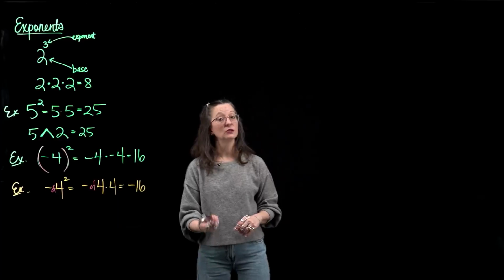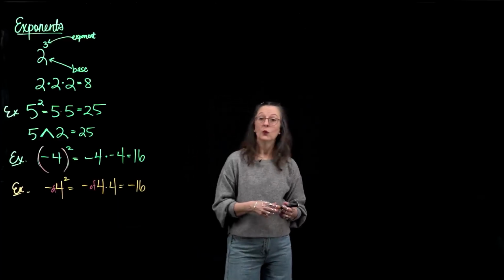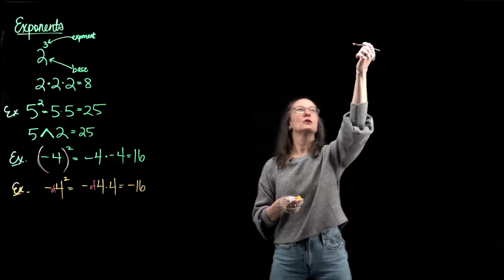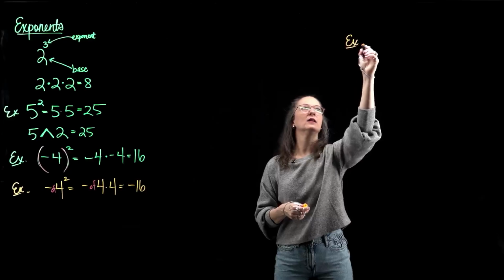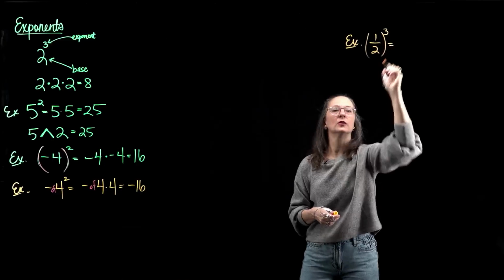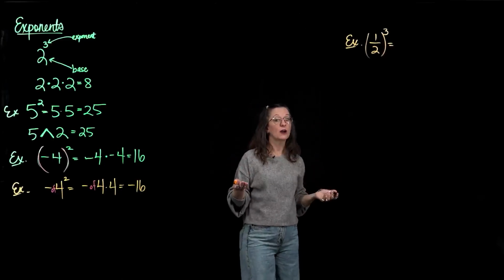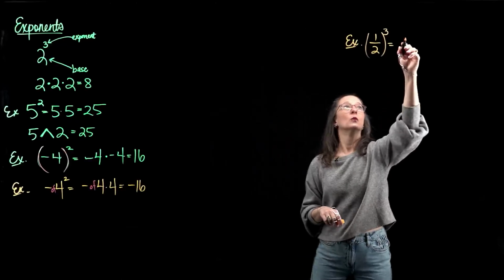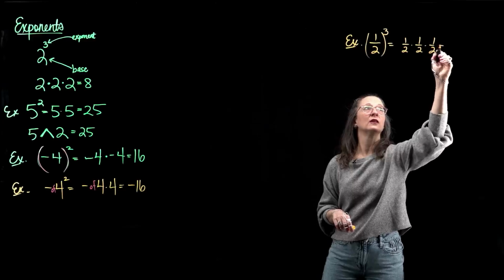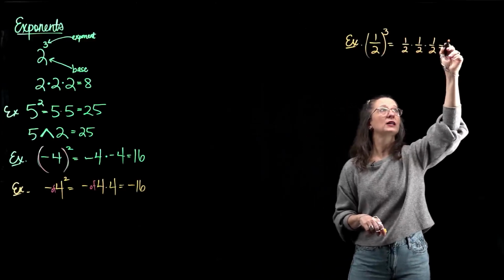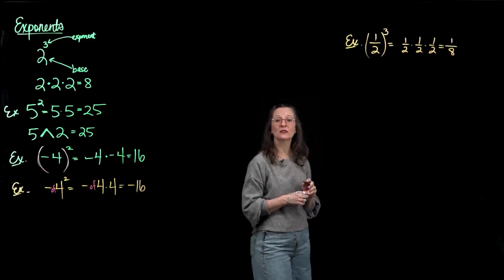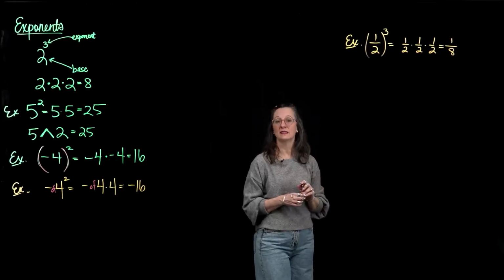Now, the last video talked about fractions. So we can have exponents on fractions as well. So let's say that I had 1/2 raised to the third power. Now I could write this out as 1/2 times 1/2 times 1/2. And we know how to multiply fractions. So we could multiply straight across the top and straight across the bottom and get 1/8.